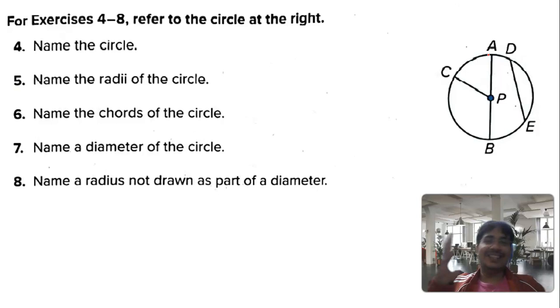Now circles are easy to understand. Name the circle. The circle has a center point P. So we say there is a circle with center at point P. This is how you name the circle.